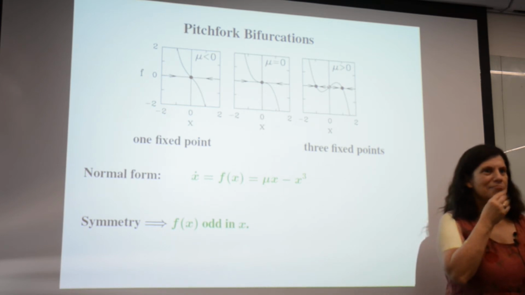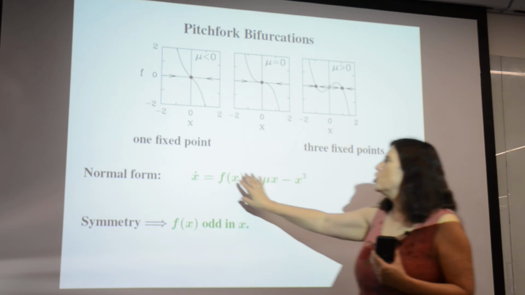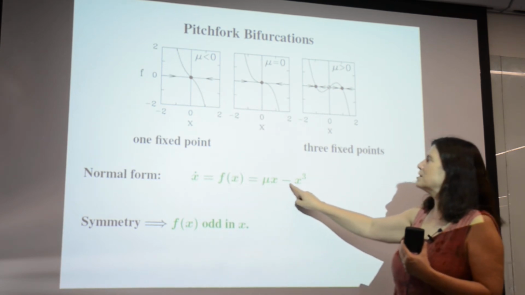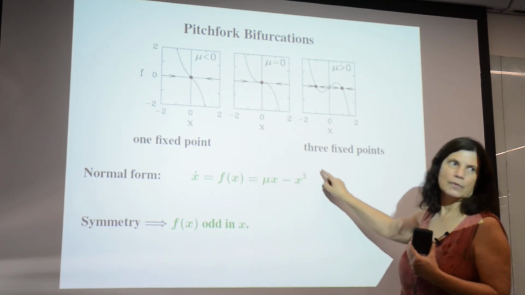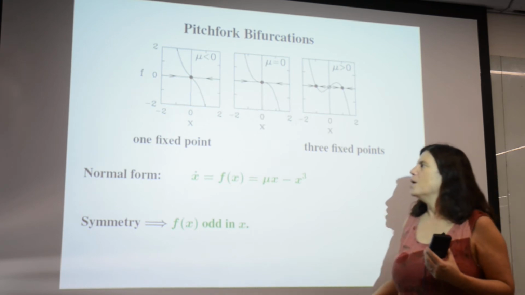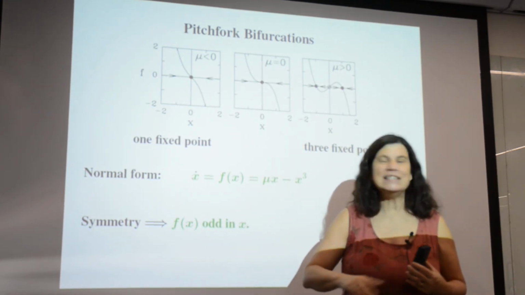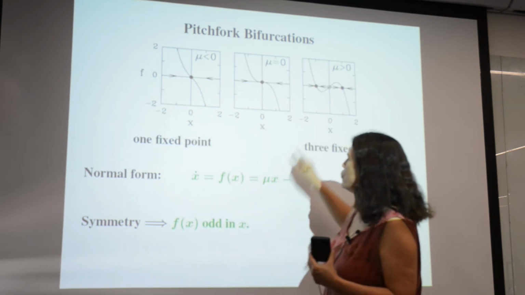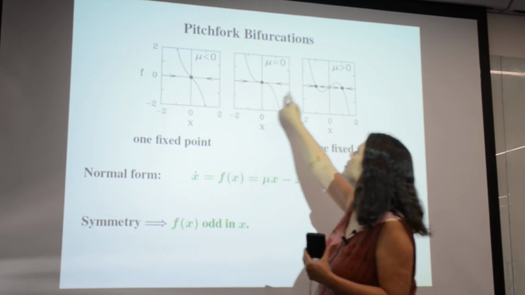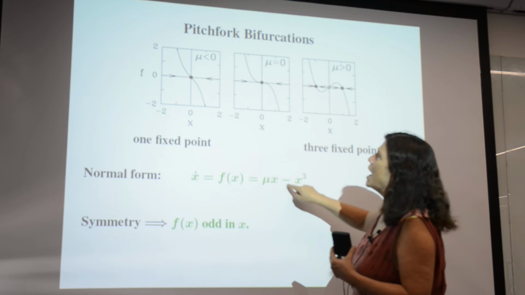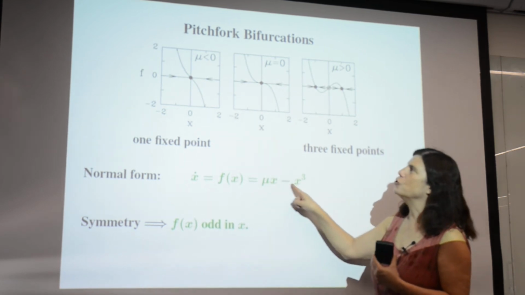Okay, I want it. X dot equals mu x minus x cubed. Okay? I've gone back to the original easy convention. I've drawn f of x for 3 different mu values, mu negative, mu 0, mu positive, and that's the function mu x minus x cubed.